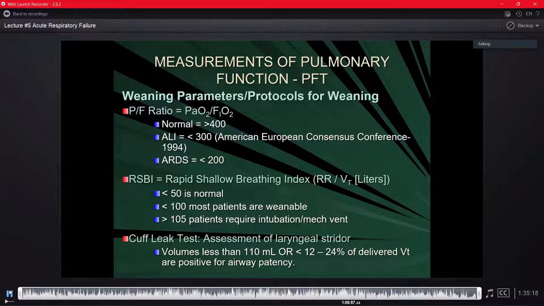So what the rapid shallow breathing index is looking for is a value below 50. Below 50. I'll say it again.